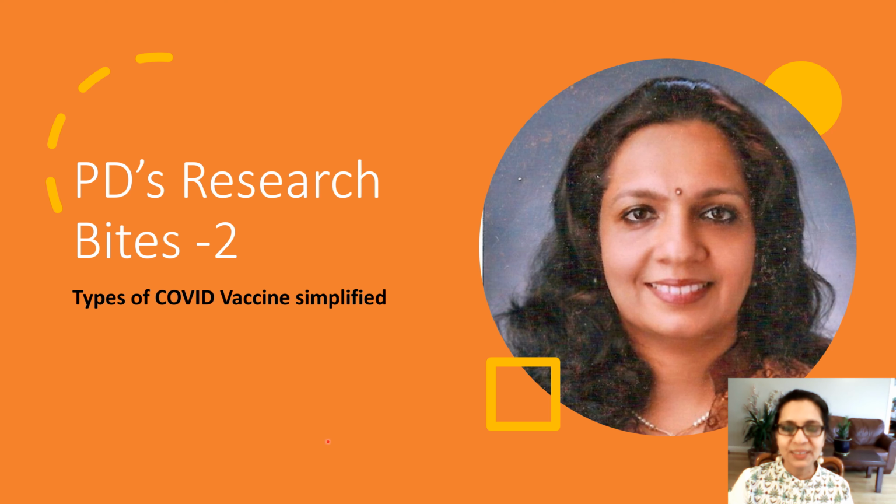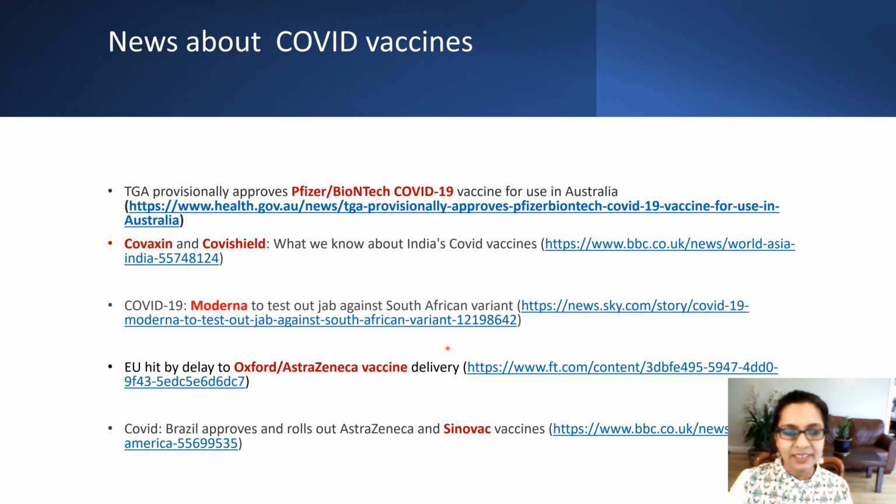The purpose of this video is to provide an overview of types of coronavirus vaccines. But first, let us look at the headlines. These are some of the names of the vaccines we see commonly in the news. Pfizer-BioNTech COVID-19 vaccine, Covaxin, Covishield, Moderna, Oxford AstraZeneca vaccine, Sinovac. I have selected the most popular ones. There are so many other vaccines also available.